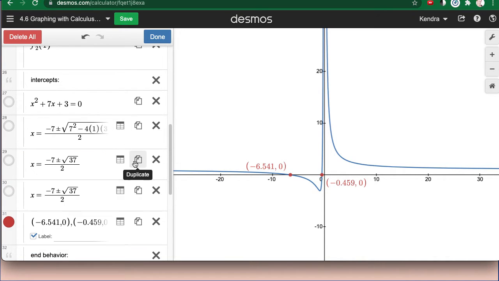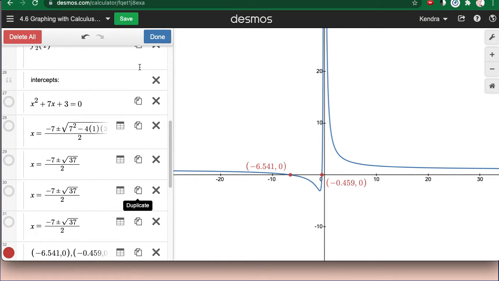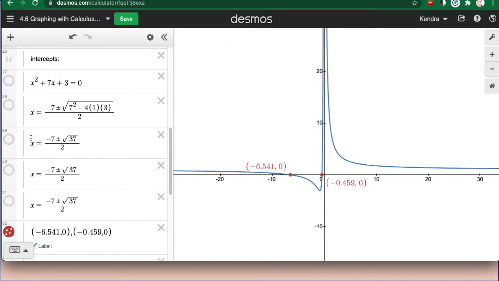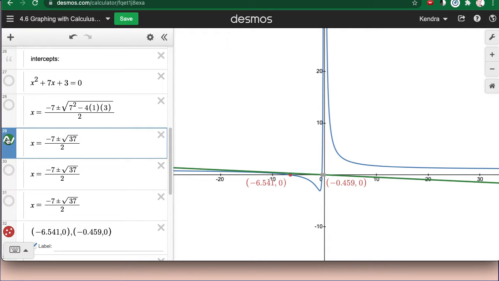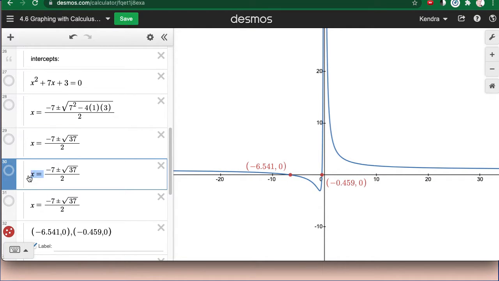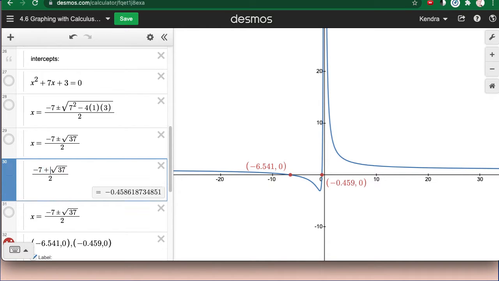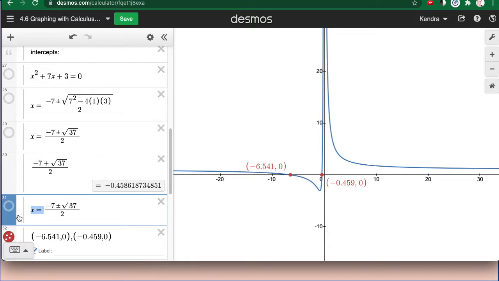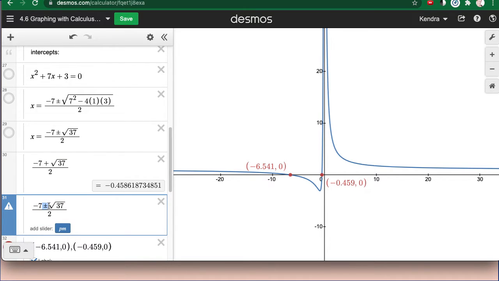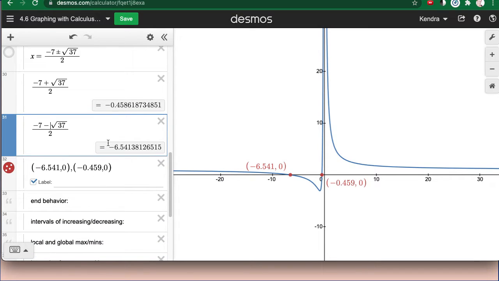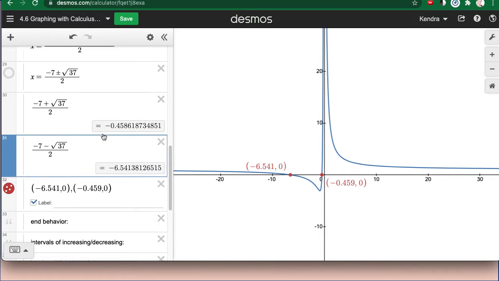So if I wanted to, I can duplicate this, but Desmos doesn't really know what to do with this, and it's because of that plus or minus. I have a keyboard shortcut that I used for that, but I could look at what is x = -7 plus that number and -7 minus that number, and those are the 2 roots that I get. Okay, so there, good.